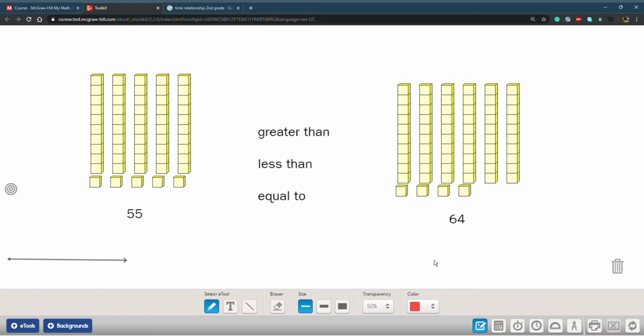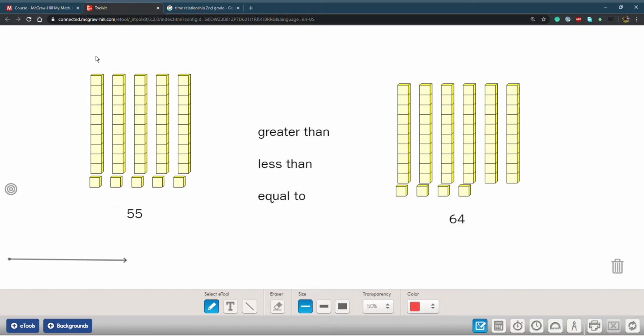How can we know? We should make a comparison. We should compare 55 to 64. If they have the same number of tens and ones, that means they are equal. If this number has less tens than this number, that means less than. If this number has greater tens, that means it's greater than this number.